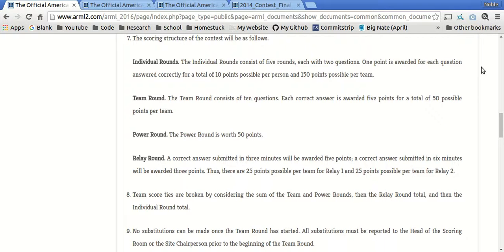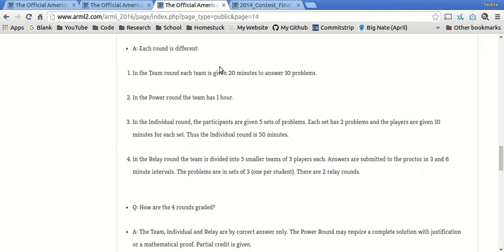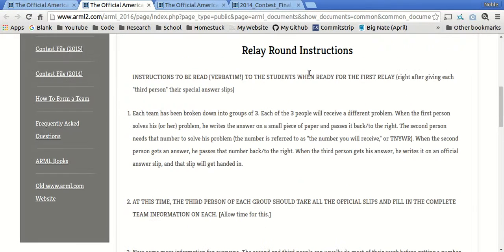Then, there's a team round, which is 10 questions. For the team round, you have 20 minutes to answer 10 problems. And that's worth 50 points, because there's 5 points per problem. In the relay, you have 6 minutes to do 3 problems. You have 15 people on a team, but you break it up into 5 groups of 3. And then each person in that group of 3 gets a different problem.